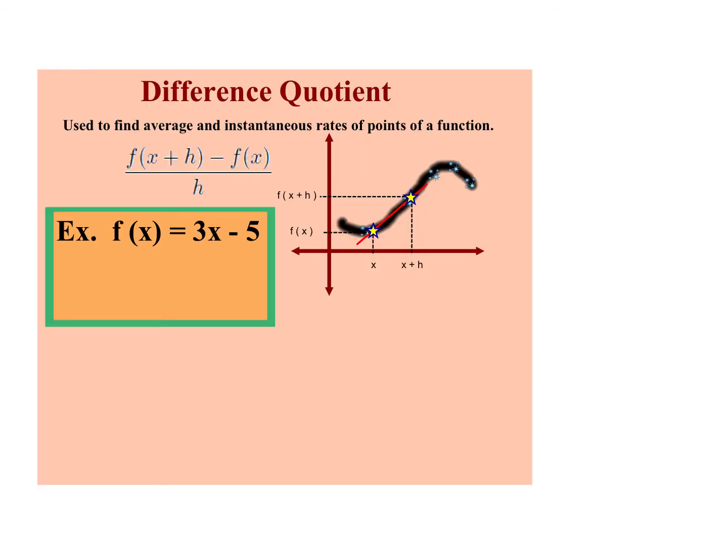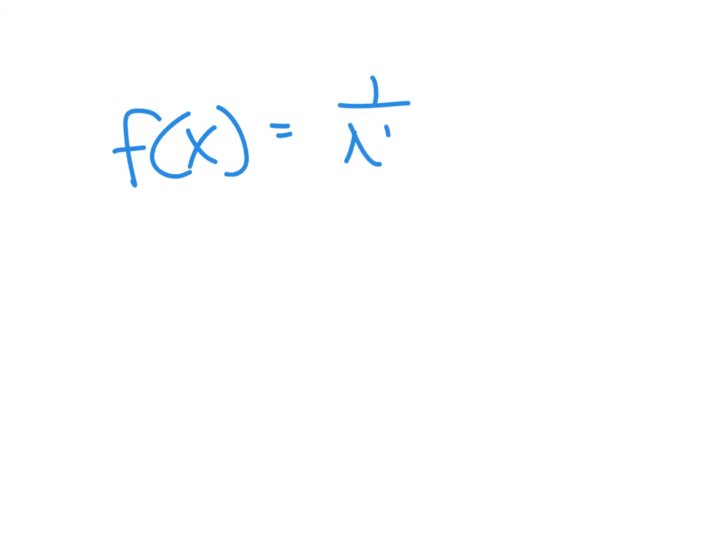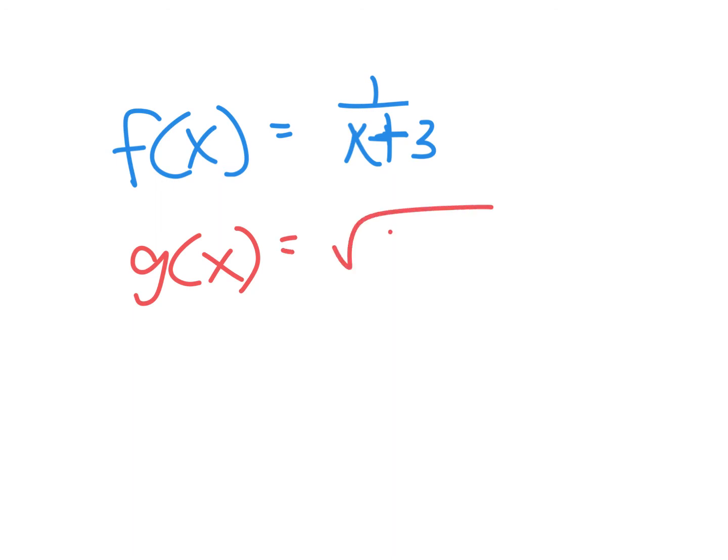All right, let's go look at that. Oh, wait, that's not this slide. I'm going to go off to the side and make one. Okay, everybody make this function: f of x equals 1 over x plus 3, and we'll say g of x equals the square root of x minus 4.